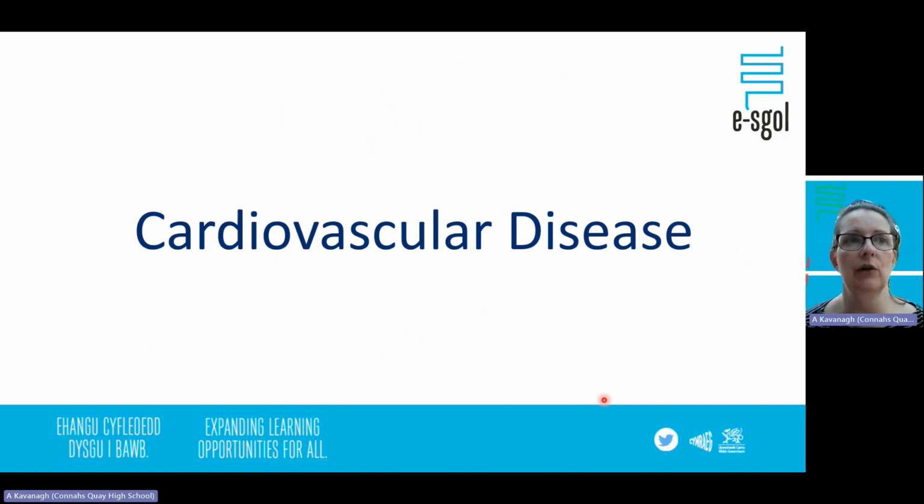So moving on to look at cardiovascular disease. This is something that is on both the double award and the triple award for science and for biology. For double award, we need to know about cardiovascular disease and how it is caused and possible preventative measures, but for triple, we need to be aware of some of the treatments of cardiovascular disease as well.